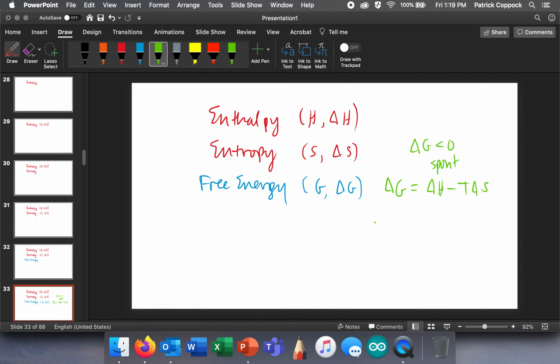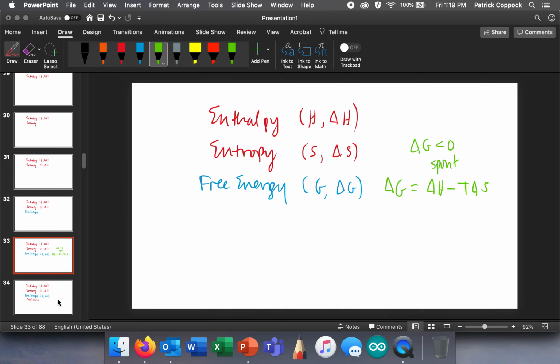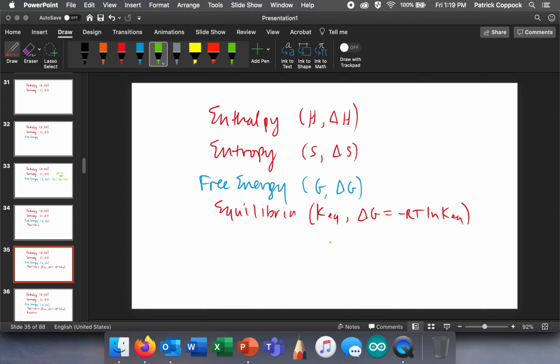The next thing we talked about was equilibria, and in equilibria we talked about free energy again. We said we're going to describe an equilibrium with Keq, as in the products over reactants. And delta G, the free energy of a system, has to do with the ratio of products to reactants. If the ratio of products to reactants is such and such, then delta G is going to be so and so, and this is related to temperature and R.